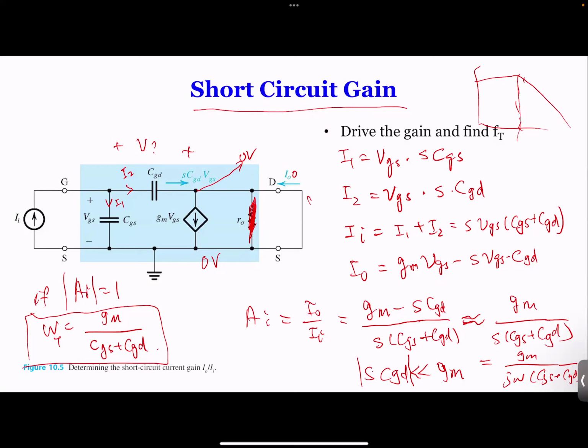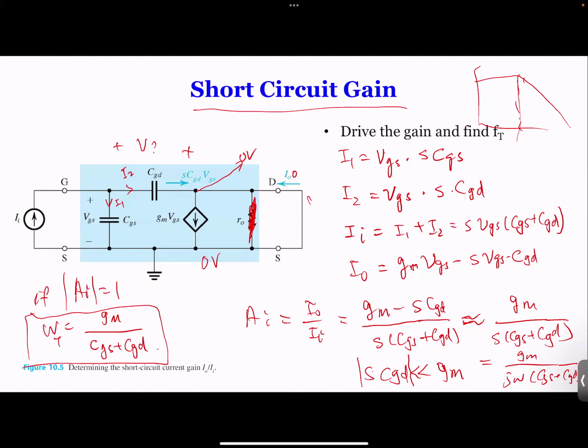So where we have this frequency, which we call the transition frequency, if you divide this by 2 pi, you get the frequency. This is the angular frequency in radians per second. Divide by 2 pi, you get hertz. And this is what you get, the transition frequency. And then we can plot this curve. Well, the fT is over there. So for short circuit, you get one frequency, which is fT.